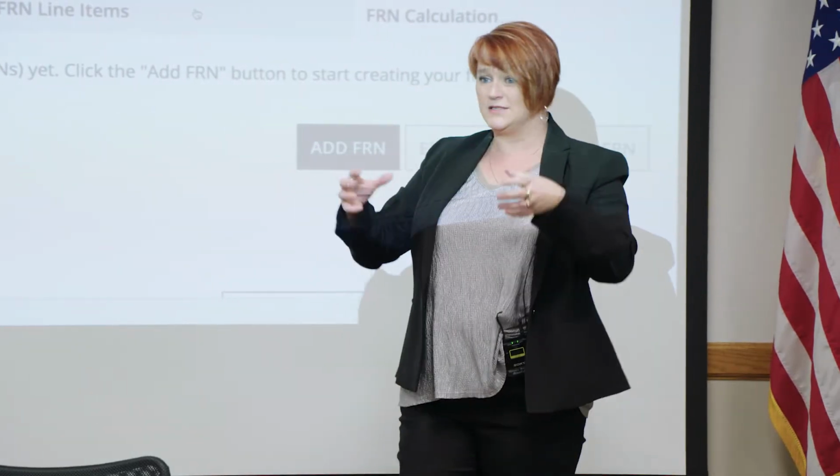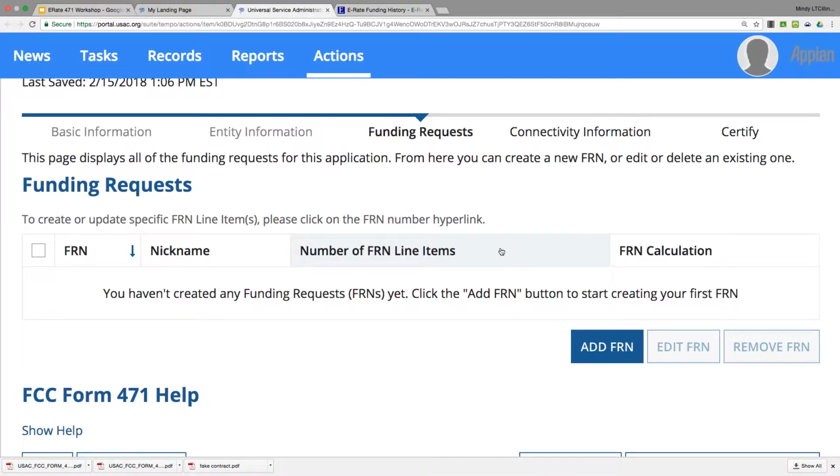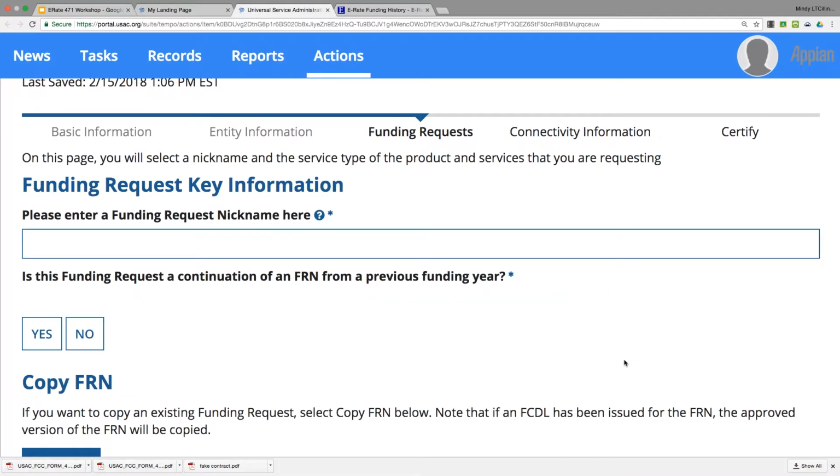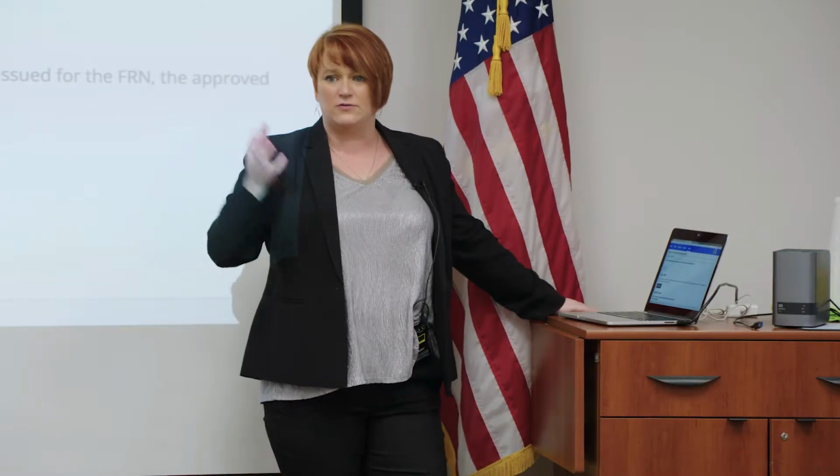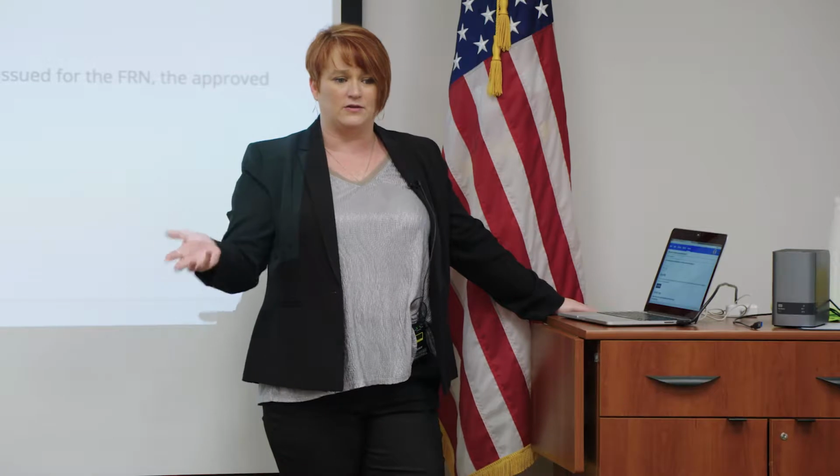The FRN is attached to the SPIN number and contract. So we're going to start with add FRN. And then we're going to say, what do we call this? We call this network upgrades. It is not a continuation from a previous year because this is a brand new funding request for Cat 2. Cat 2, you get it, you spend it that year, and then you're done.